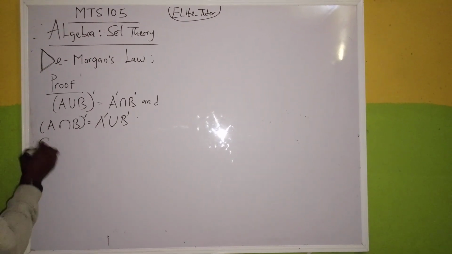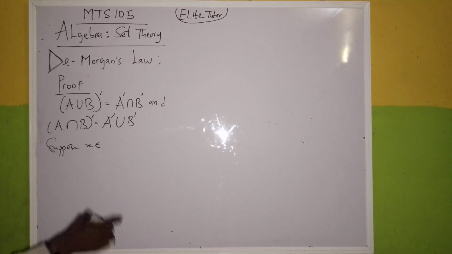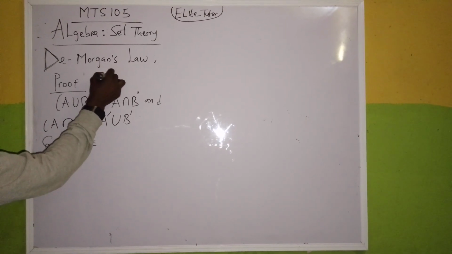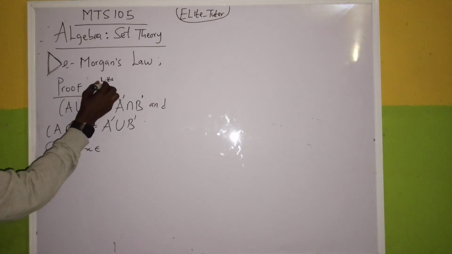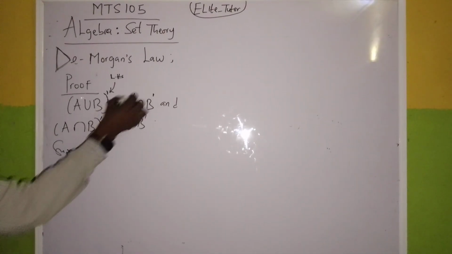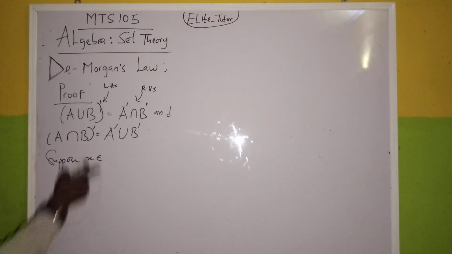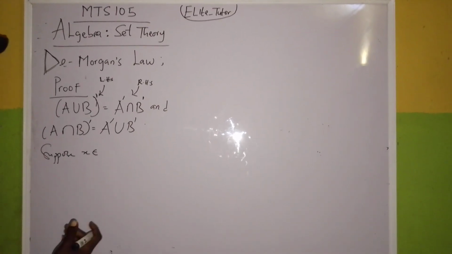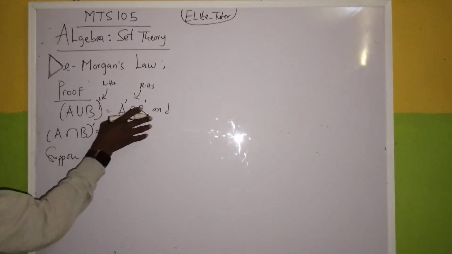Suppose an element X belongs to, let this place be our left hand side. Don't forget there's a prime here. Let what you have here be your left hand side, and what you have here be your right hand side. In most cases we use what we have in the left hand side to make our proof, if you remember vividly from trigonometry. So now we are going to use this to prove whether it truly is going to give us this.